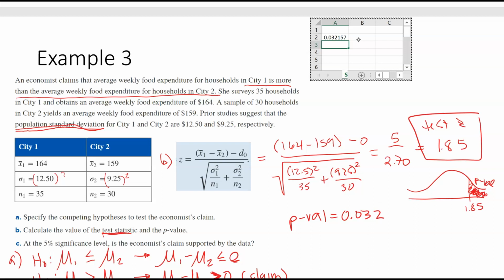All right, and maybe you want to grab one more too. Okay, so that's our p-value. So we've done that. At the 5% significance level, is the economist's claim supported by the data?